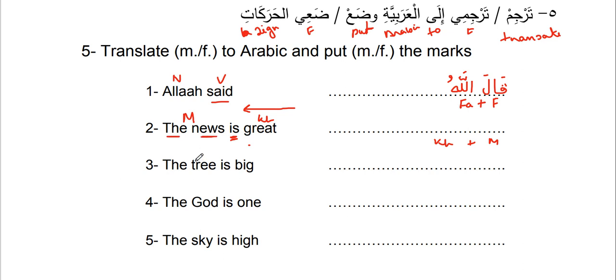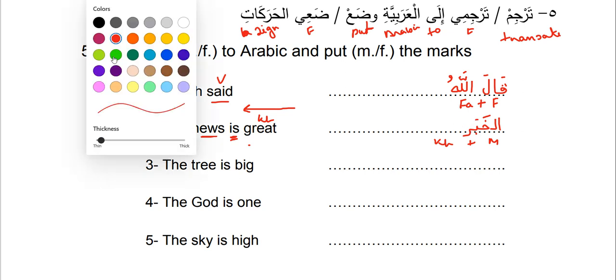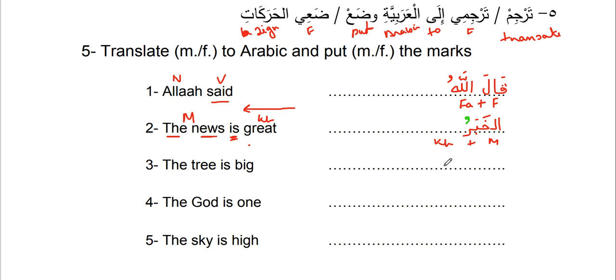So I will write al-khabar. And now, what haraka will you put on the ra? Since it is a mubtada, I know mubtada is in marfu case, it will get a dhamma. Al-khabaru. Now, what about our khabar here?